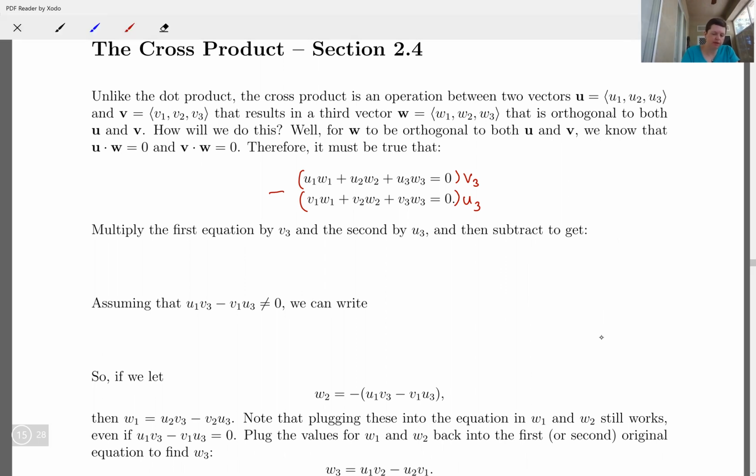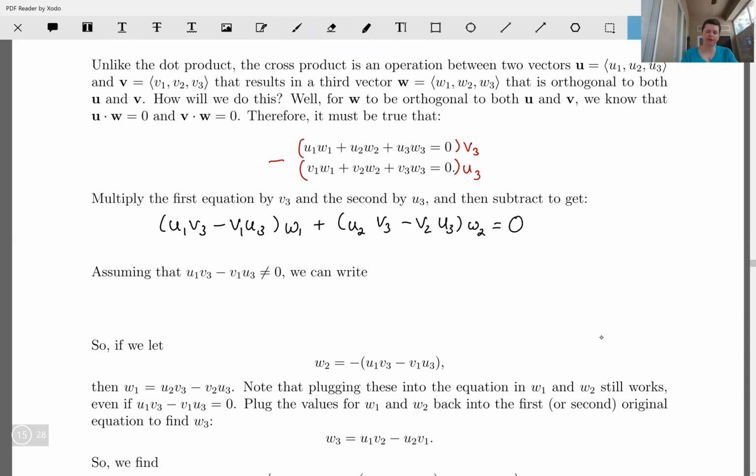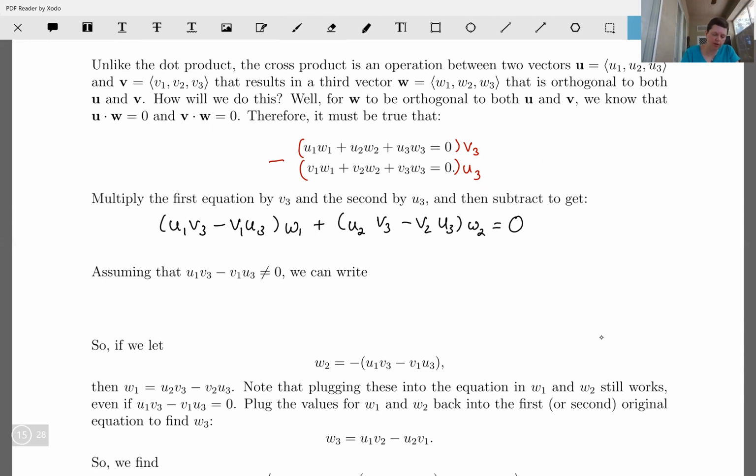And when we subtract them, after a little bit of algebra, we are going to get this lovely looking equation that I am writing right now. I encourage you to do this one on your own and see if you can have fun just like I did. All right, so we get this equation. Now if we're assuming that the coefficient of w sub 1 is not 0, we can divide by it and solve for w sub 1.